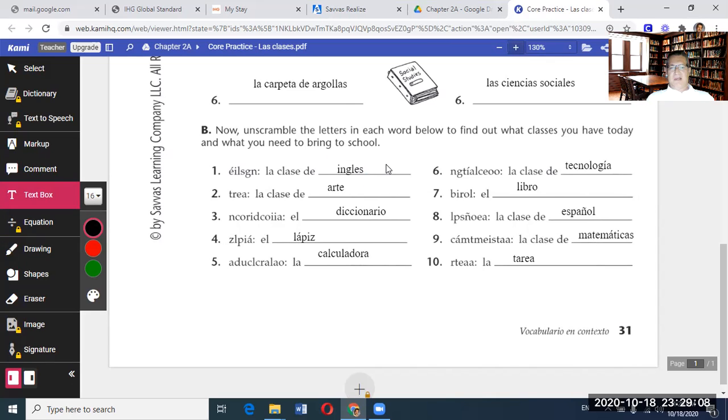La clase de inglés, la clase de arte, el diccionario, the dictionary, el lápiz, the pencil, la calculadora, the calculator, la clase de tecnología, technology class, el libro, the book, la clase de español, the Spanish class, la clase de matemáticas, math class, la tarea, the homework.